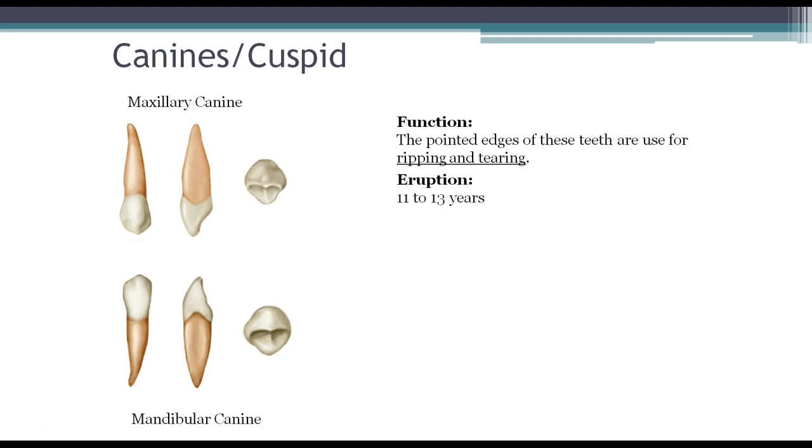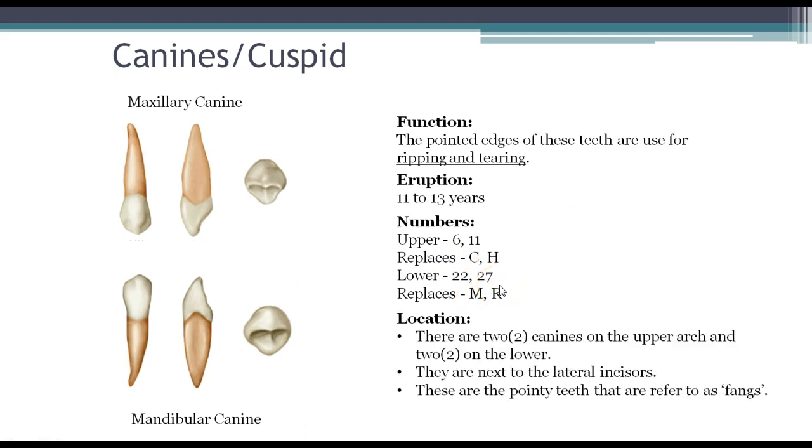These come in around the age of 11 to 13 years old, so your permanent ones come in by the age of 13. The upper arch will be number 6 and number 11. Your right side will be 6, your left side will be 11. These teeth replace baby teeth C and H. And for the lower, it'll be 22 and 27, which replaces M and R.